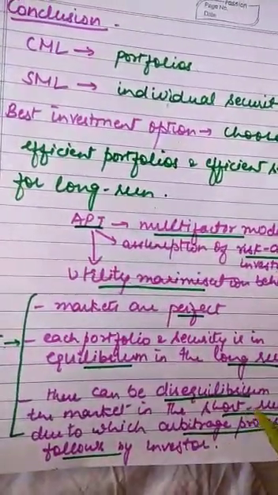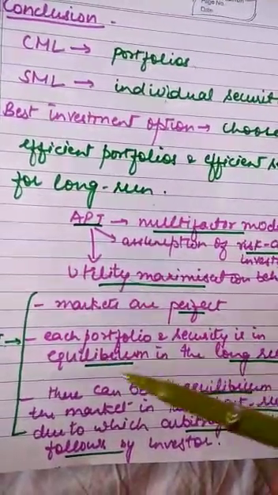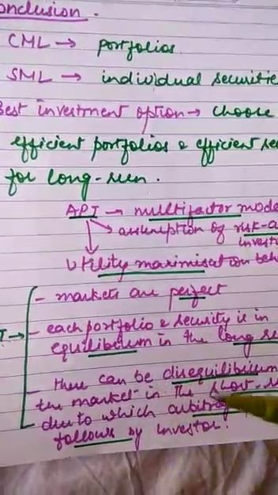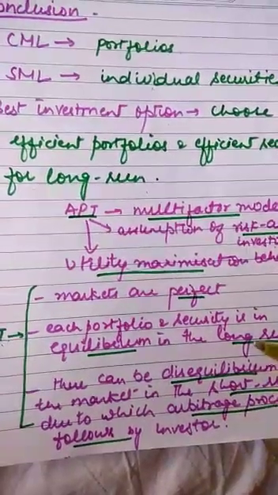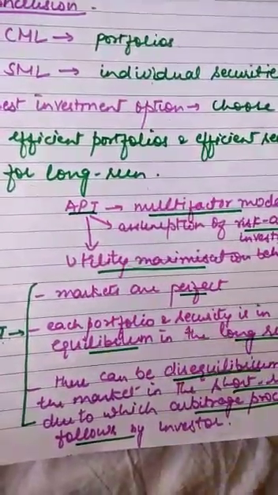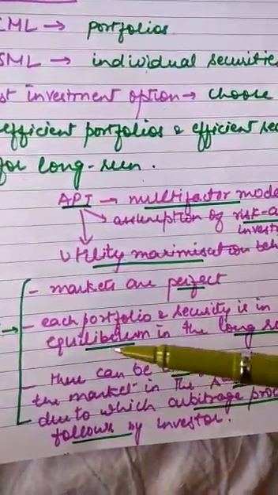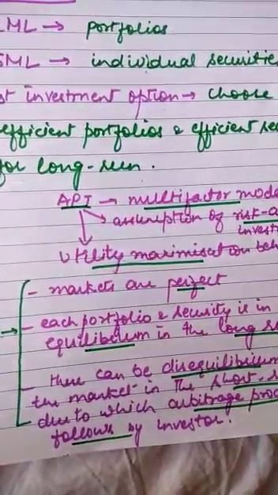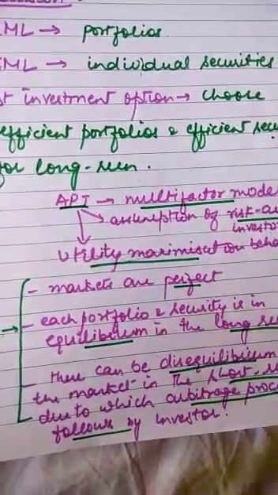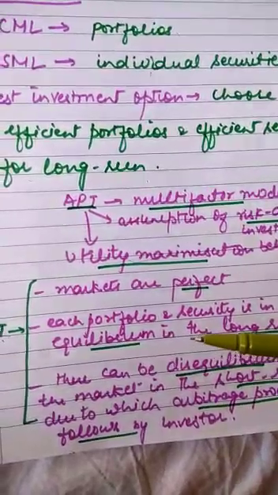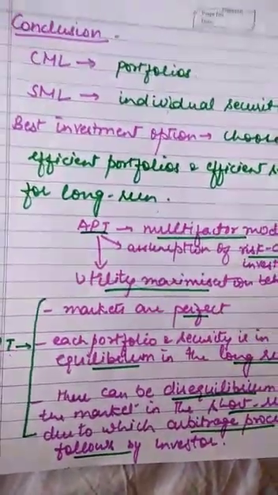In the short run there can be a situation that two securities may have the same risk but give different returns, due to which the investor tries to get more and more profits by buying the security with a high return and selling the security with a lower return, but that will result in equilibrium in the return of those securities due to the arbitrage process.